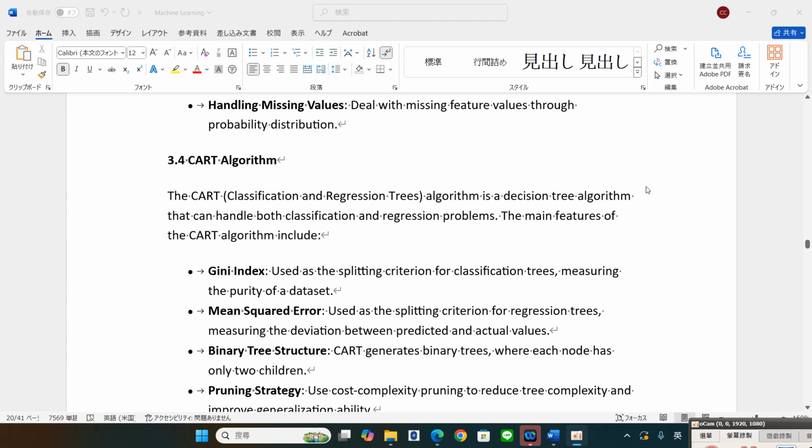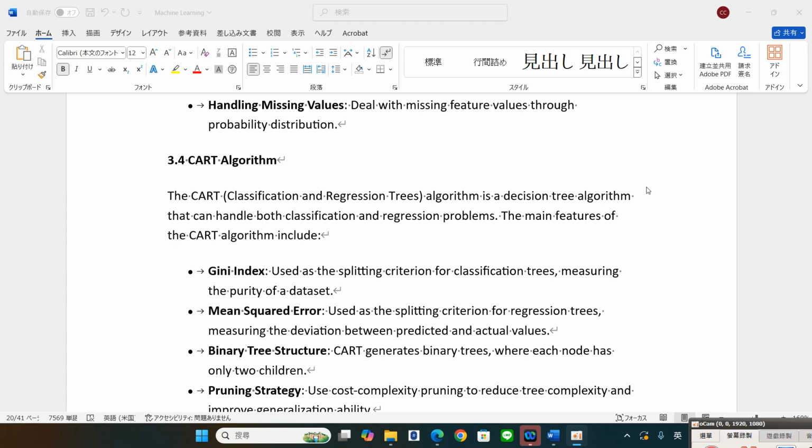CART algorithm. The CART classification and regression tree algorithm is a decision tree algorithm that can handle both classification and regression problems. The main features of the CART algorithm include Gini index, used as a splitting criterion for classification trees, measuring the purity of the dataset. Mean square error, used as a splitting criterion for regression trees, measuring the deviation between predicted and actual values.